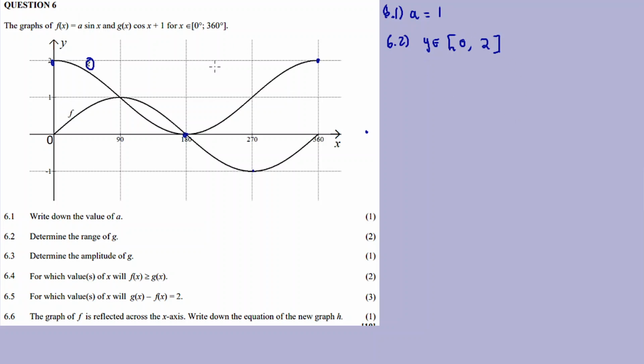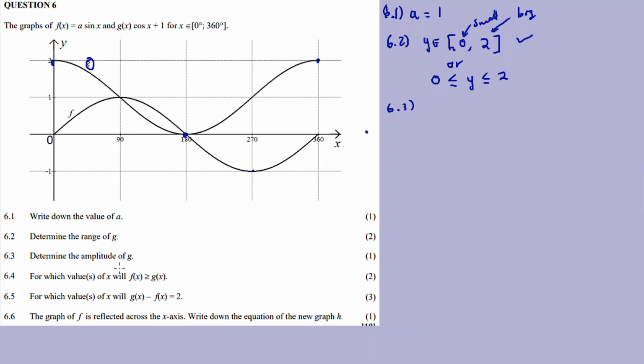It's from 0 to 2. You always start with the smaller value and end with the bigger value. Always, for range, and even for domain, you write it like this. Or if you like, you can write it as: my range is 0 less than or equal to y less than or equal to 2. You can write it like this, but I prefer this one.